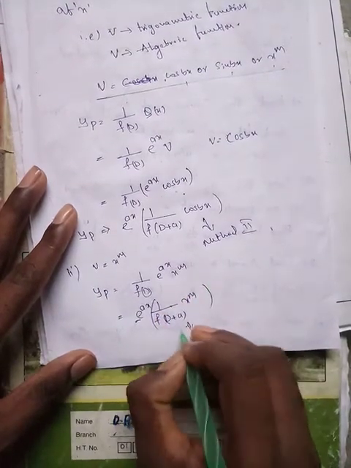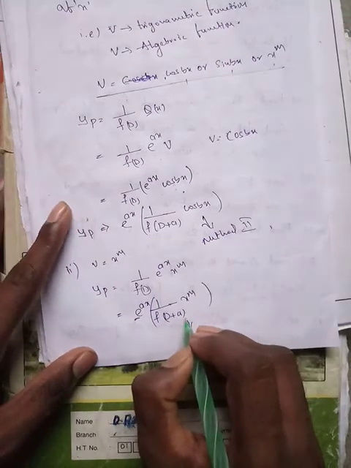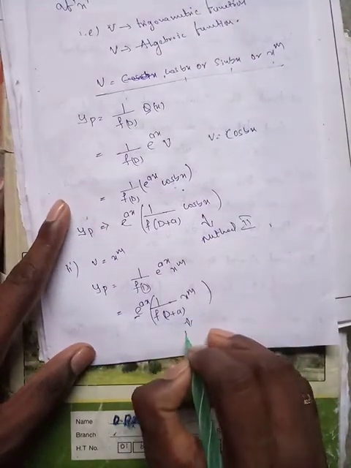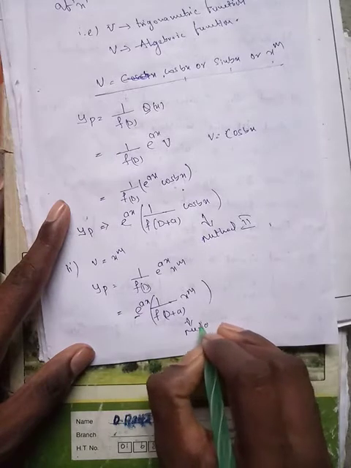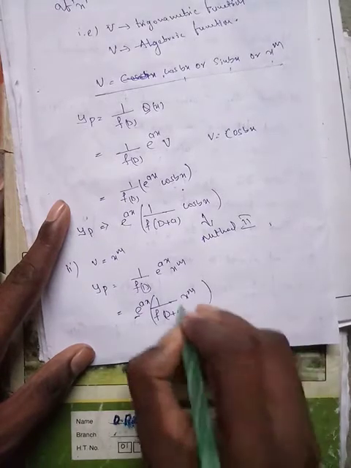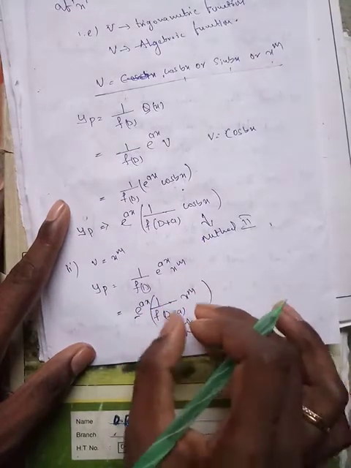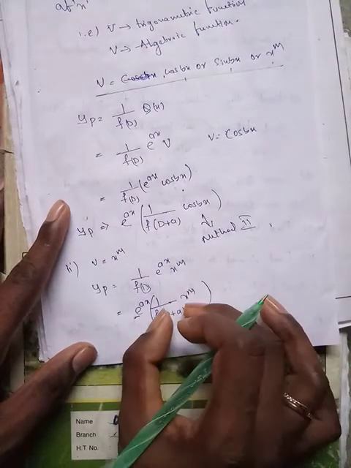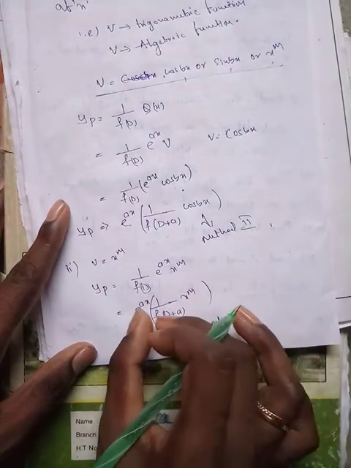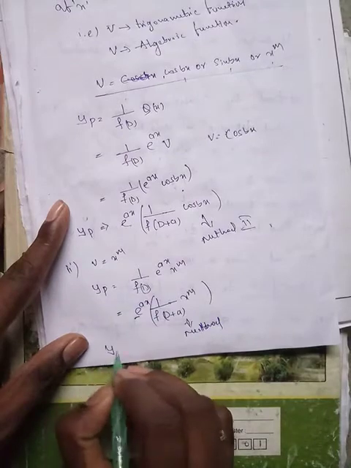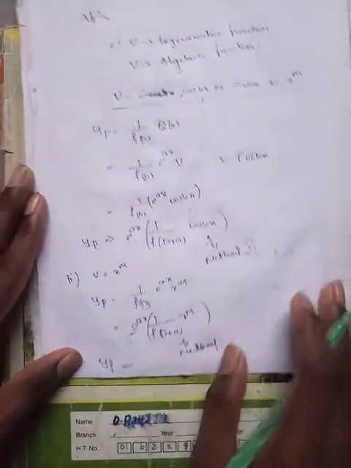How are we going to solve this? See, this is in the form of what here? Method 3. By using method 3 we can solve this, and whatever answer we get, we will multiply this answer with this. That becomes completely our yp, right?